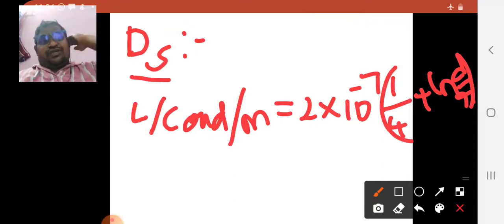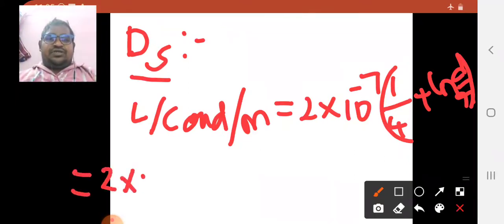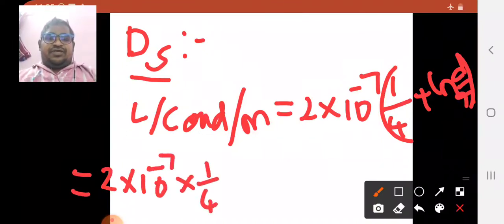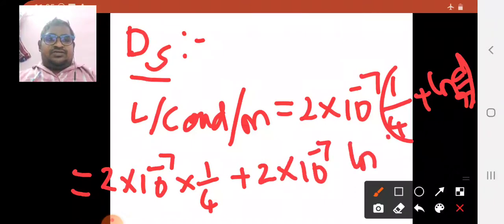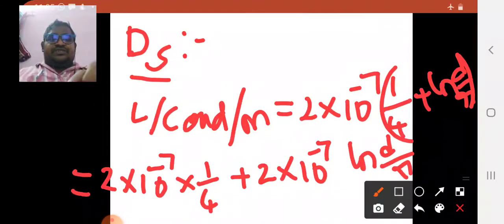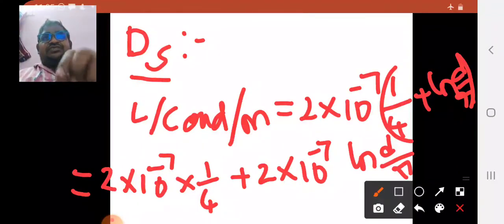If we expand this equation, we can write it as 2 into 10 power minus 7 into 1 by 4 plus 2 into 10 power minus 7 ln d by r. In this expression, the term 2 into 10 power minus 7 into 1 by 4 is the inductance due to flux within the solid conductor.